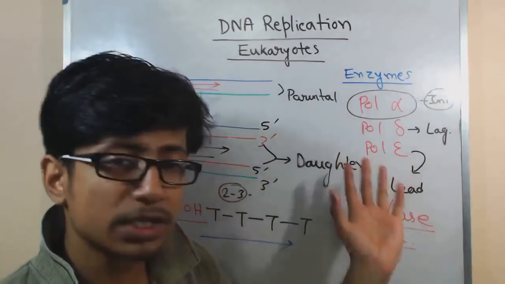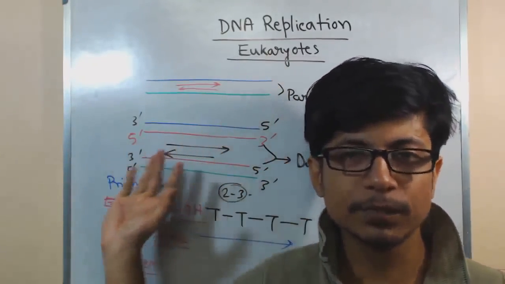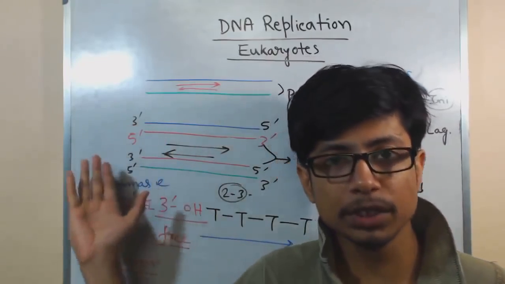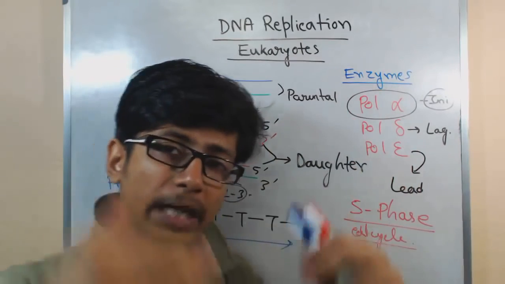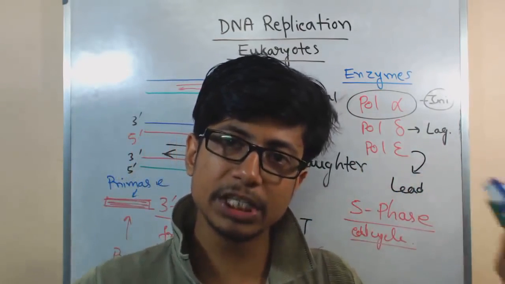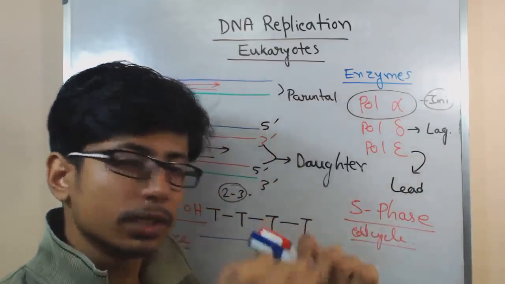But in case of eukaryotes, the genome is linear. In some cases of prokaryotes, the genome is circular, so it's very easy. A different approach is taken. But in case of linear DNA in eukaryotes, there are multiple ori or origin of replication units to start. Okay, and then they will merge with each other.